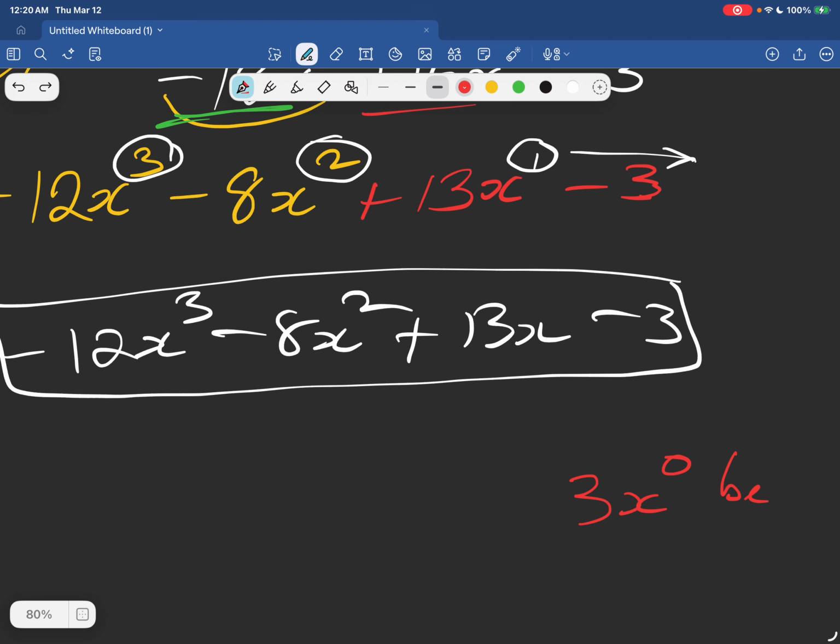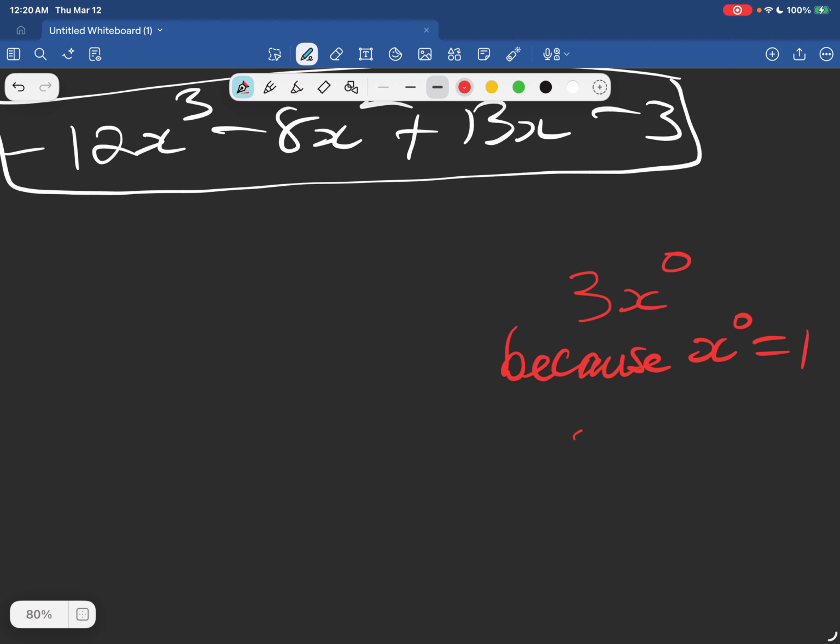x raised to the 0th power can be thought of as 1. So 3x to the 0 is equal to 3 times 1, which is equal to 3. And that is how you can think of this as having an x there, but it's being raised to the 0th power, so it works out to be 1.